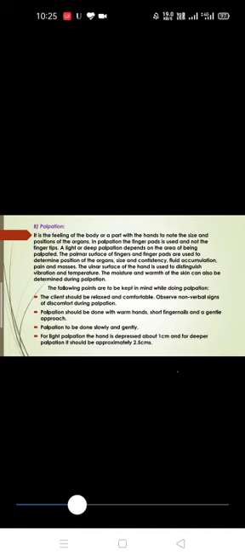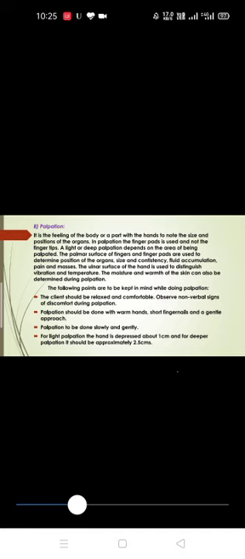So while doing palpation, you have to make sure that your hands are warm. Okay, you won't do palpation with your cold hands. So before doing palpation, you will rub your hands, the palmar surface against each other, so that it becomes warm. Okay, then palpation is to be done slowly and gently.